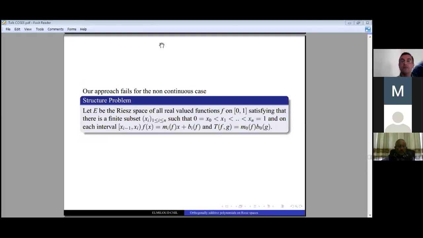So this is an example of a piecewise polynomial functional. It's not difficult to see that this map is not symmetrical. So it is orthogonally additive, but it is not orthosymmetric: it gives an orthogonally symmetric bilinear map, but it's not symmetrical. So our approach fails in the non-continuous case, and we can easily prove that this multilinear map is not continuous.